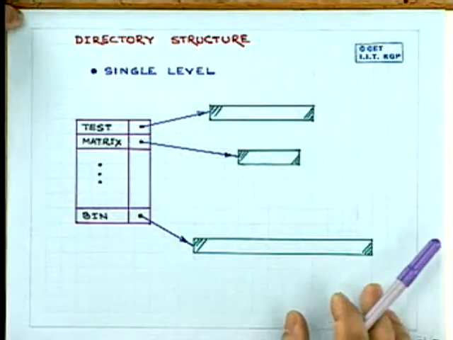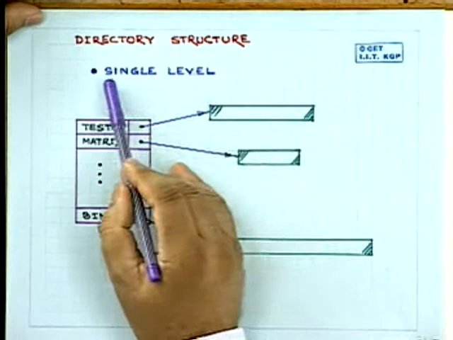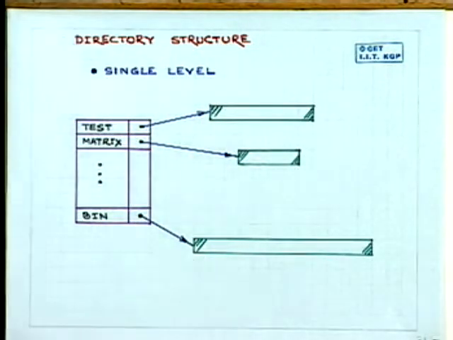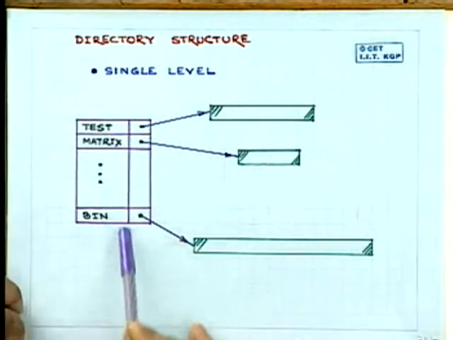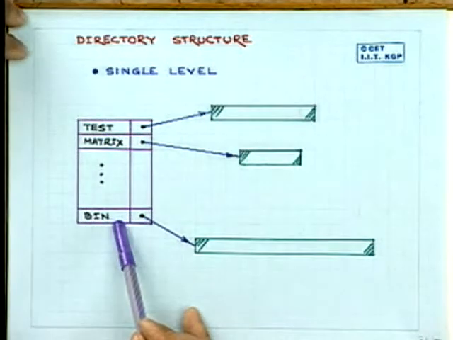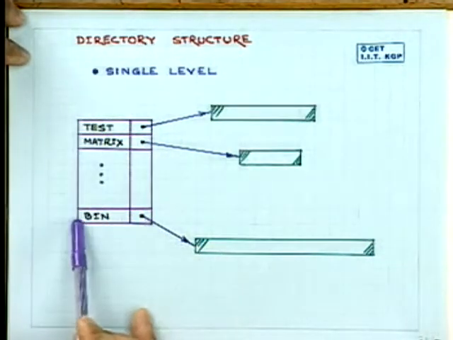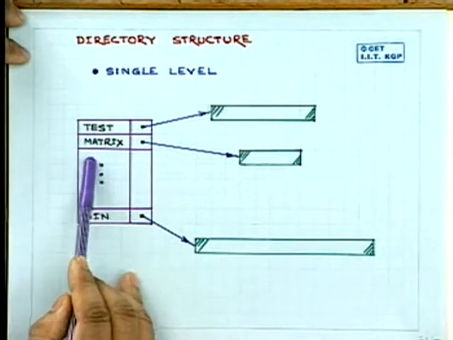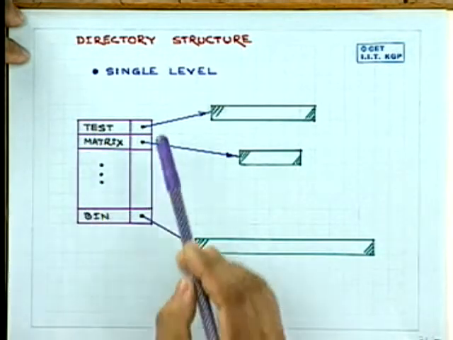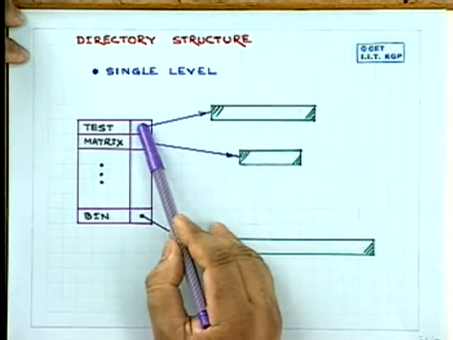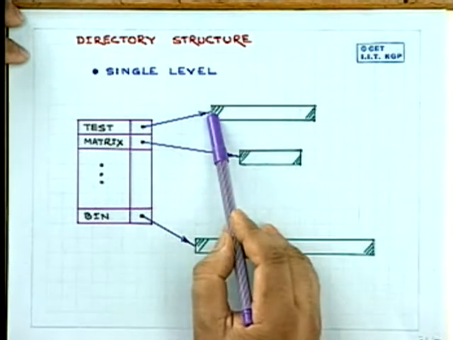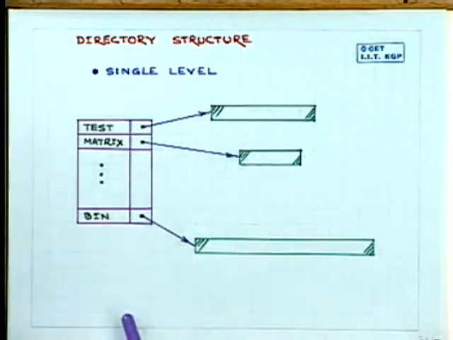These are the general file accesses so far as our file systems are concerned. Now to keep track of these files, we define a directory structure. The directory structure may be a single level directory structure. For example, here I have shown a single level directory structure. This is a directory. Here are the names of the files. Test is a file. Here's the location, that means where the file exists. How the location is defined, we'll see subsequently.